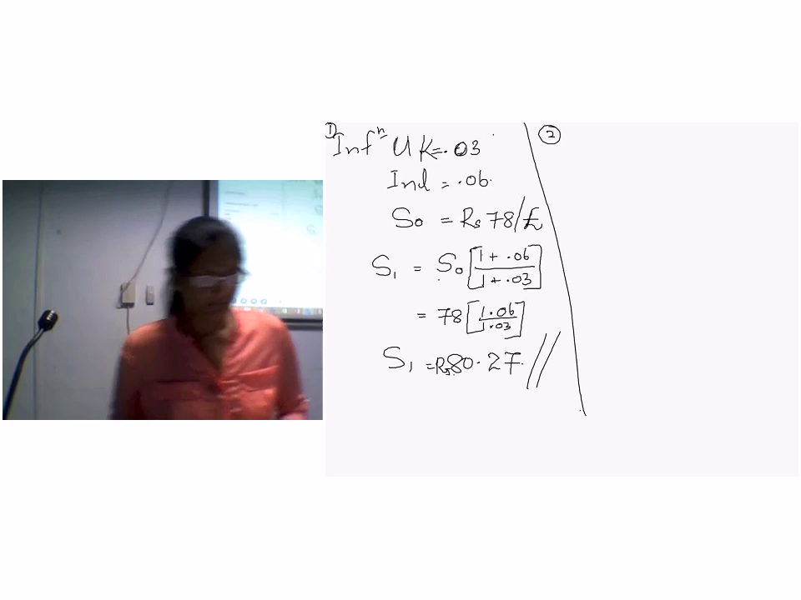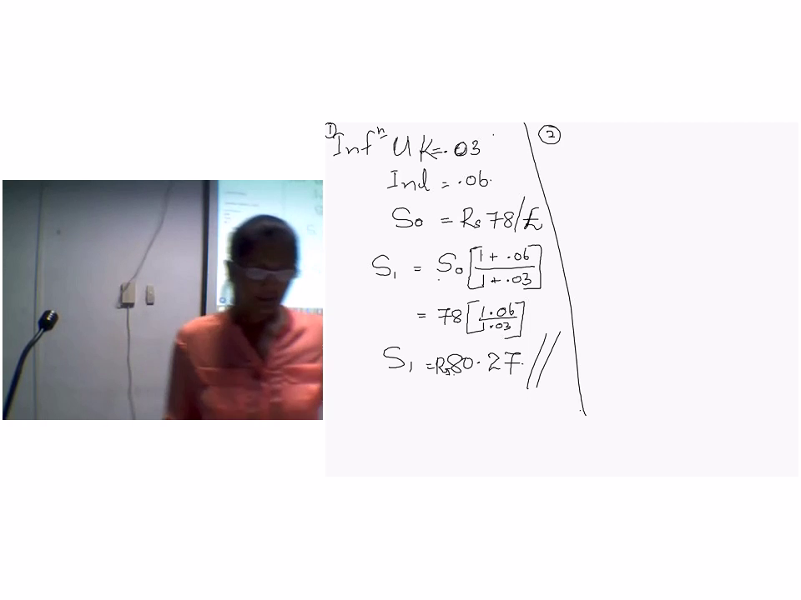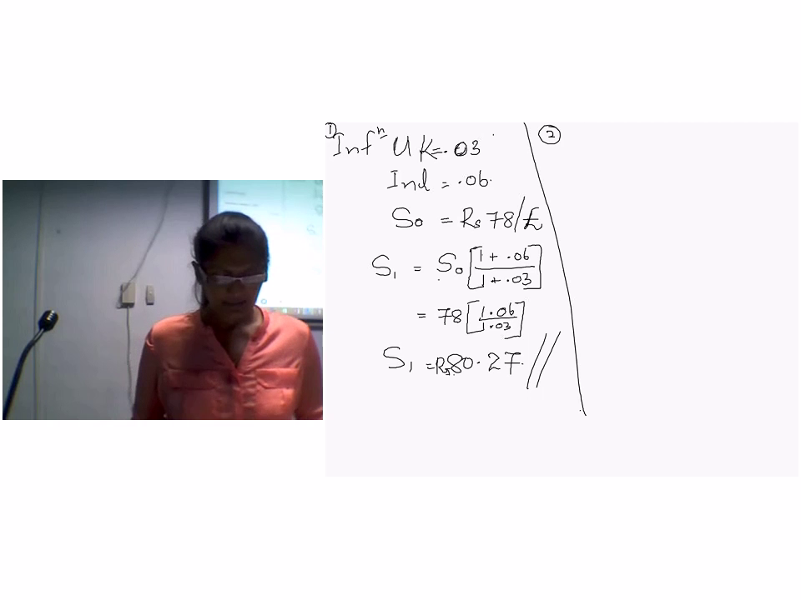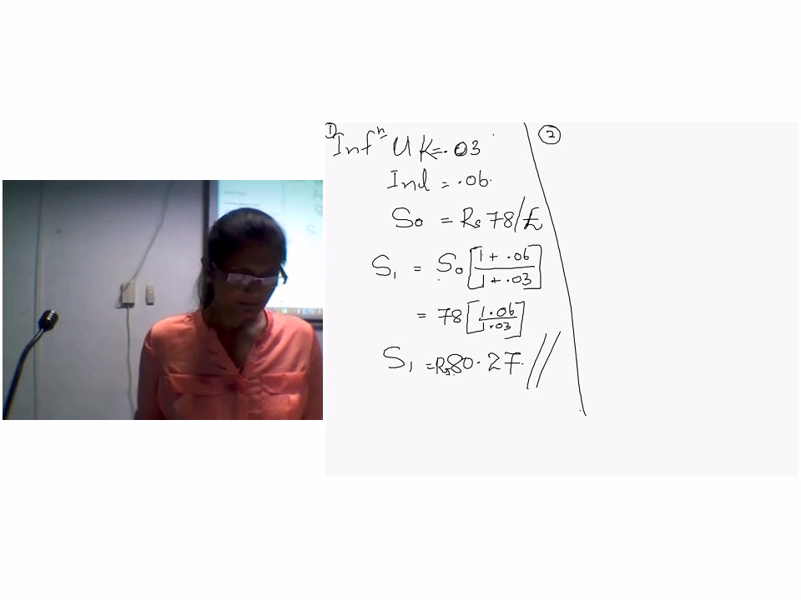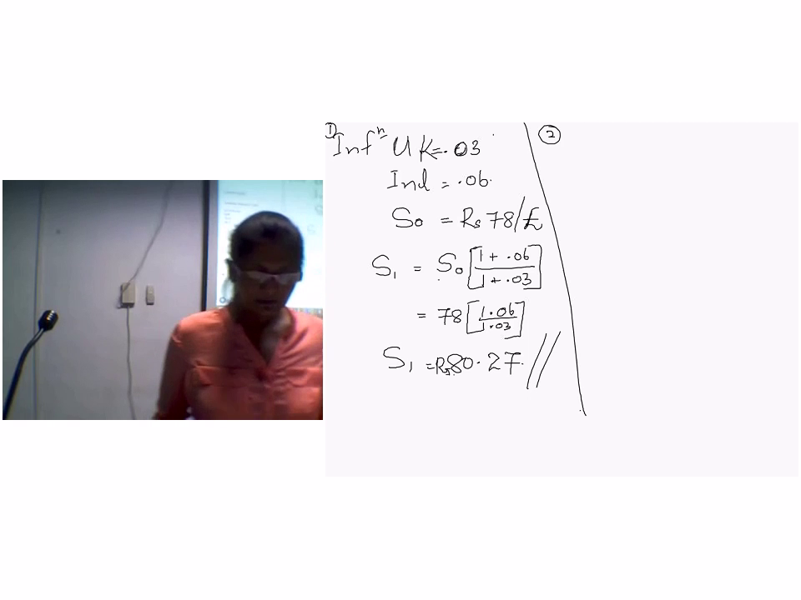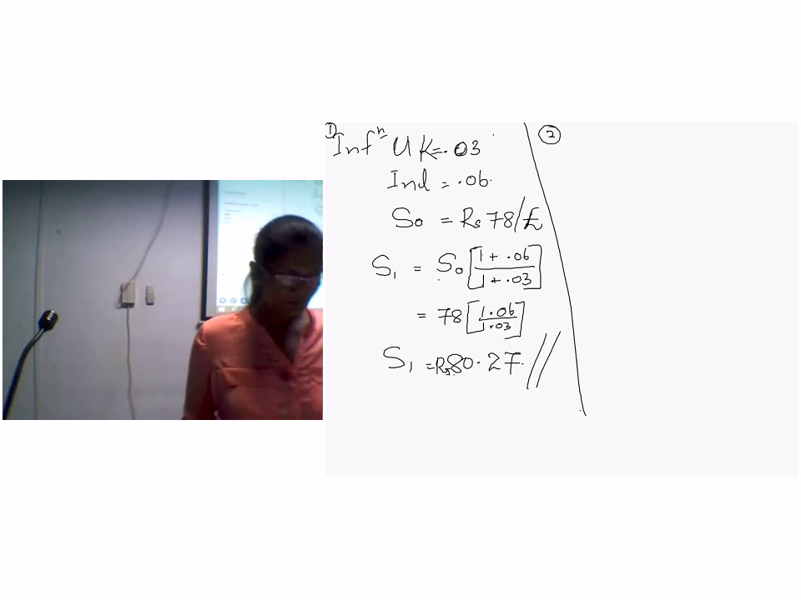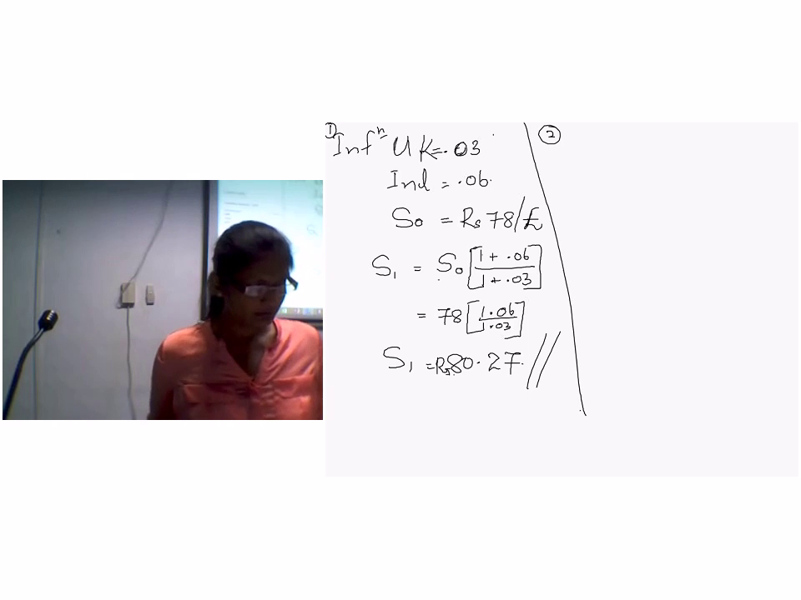What is this reference exchange rate? That is the spot rate. Reference is the time t0. If the spot rate is $1.80 per pound, you have to calculate the exchange rate after 1 year.